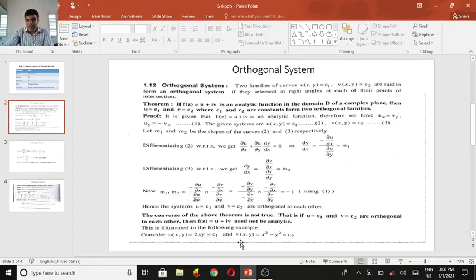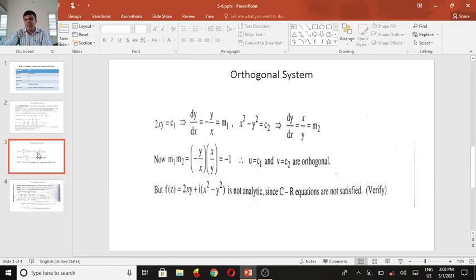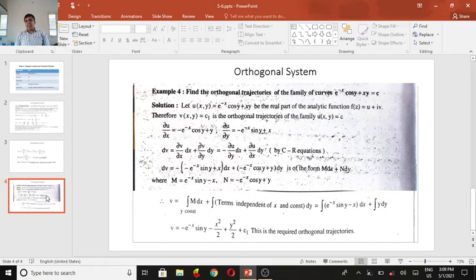So it will not be analytic. This is the converse. Even though u equal to C1 and v equal to C2 are orthogonal to each other, it will not be analytic, because it does not satisfy the Cauchy-Riemann equations. This is a simple example. So the converse of the above theorem is not true. The same way we come to the trajectory.